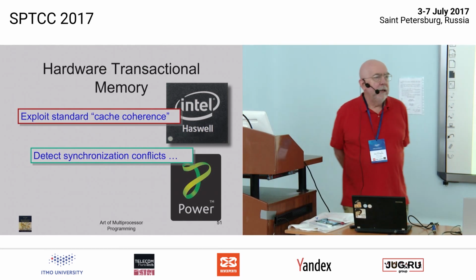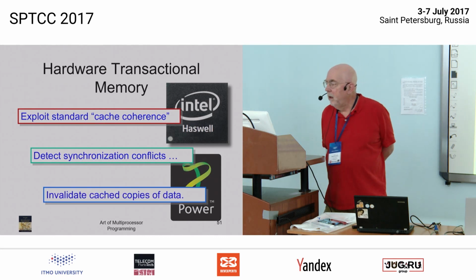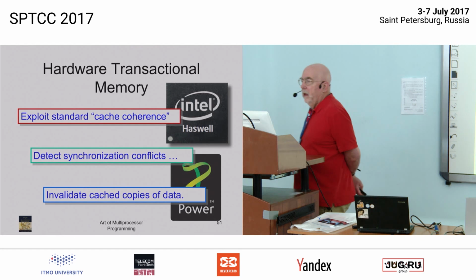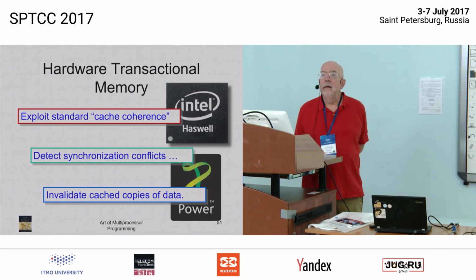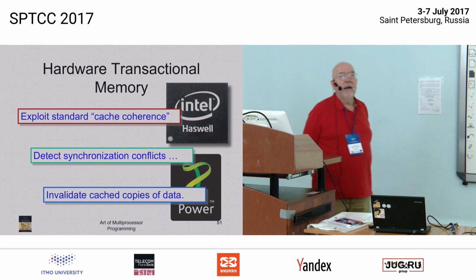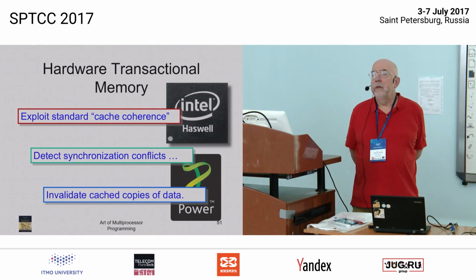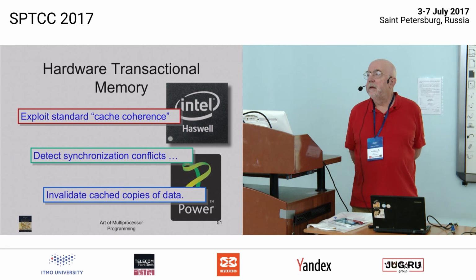Cache coherence already uses hardware to detect synchronization conflicts. If I write something and you read it, the cache coherence mechanism will detect that. And this is exactly what we need for speculative transactions. In particular, if I have a copy of some data that I've read, and you go out and write it, then the cache coherence mechanism will detect that I read something that is no longer valid, and it will tell me, hey, you better throw that information away because it's no longer any good. And this is also something that does almost everything we need for atomic transactions.